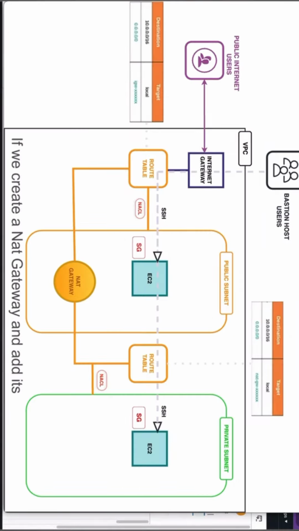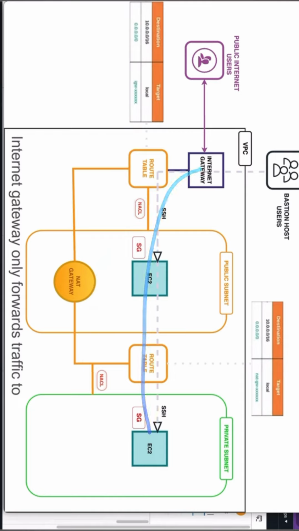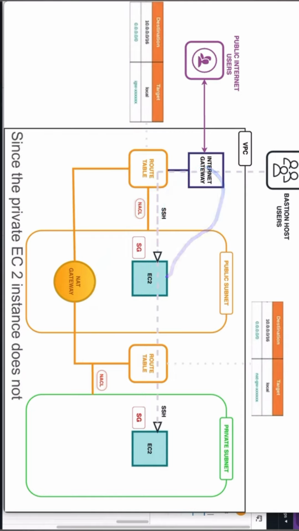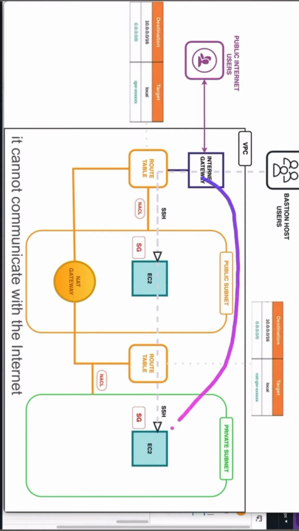If we create a NAT gateway and add its entry to our private route table, then the request to the internet gateway will appear to come from the NAT gateway's public IP address instead of the private instance's IP address. The private instance will never be able to access the internet directly through the internet gateway. This is because the internet gateway only forwards traffic to instances that have a public IP address associated with them. Since the private EC2 instance does not have a public IP address, it cannot communicate with the internet directly through the gateway.